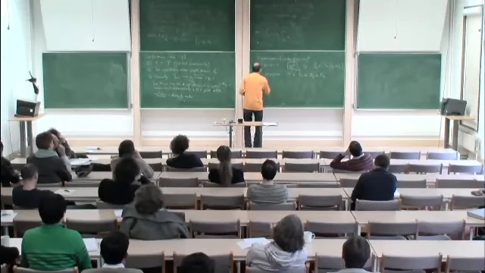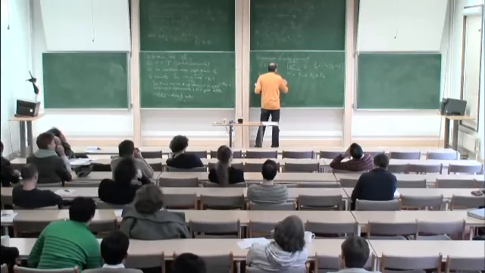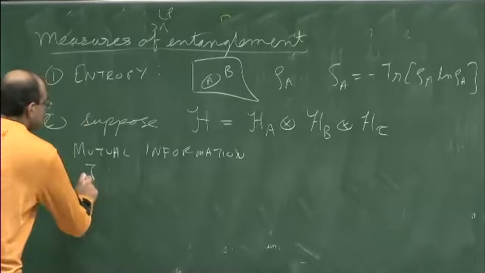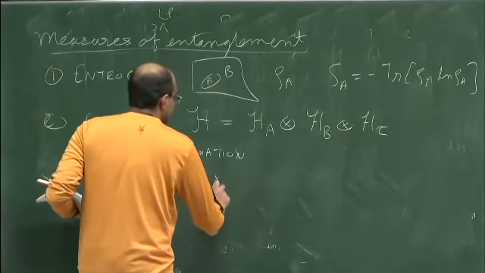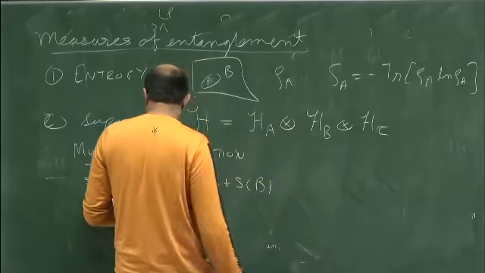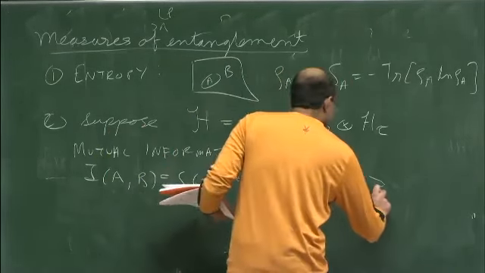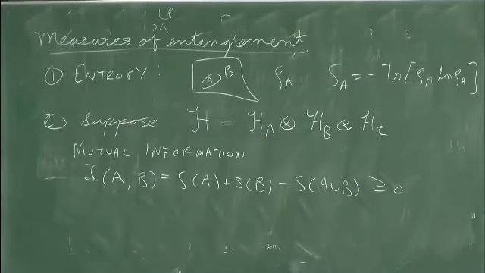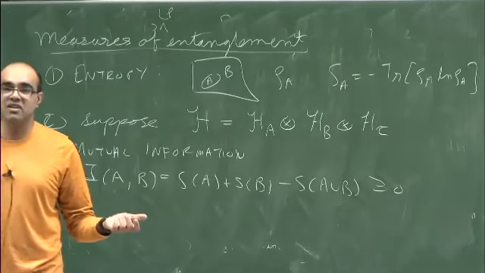Okay, so you can define a thing called the mutual information, which is a very useful quantity. The mutual information between two things A and B is the entropy of A plus the entropy of B minus the entropy of A union B. This is a quantity that is always bigger than or equal to 0, and it's only equal to 0 if the density matrix of the combined system is a product of the density matrices of the independent systems.